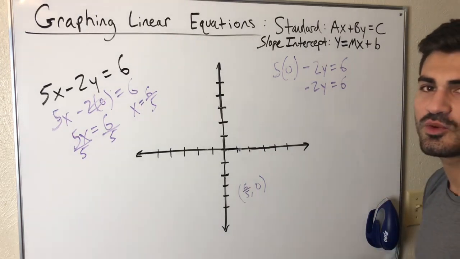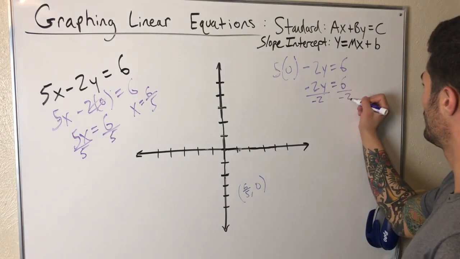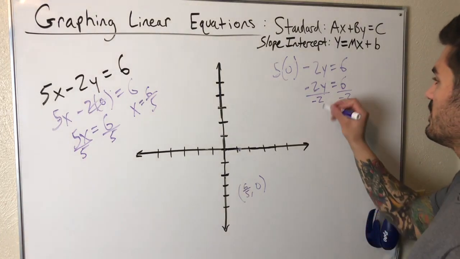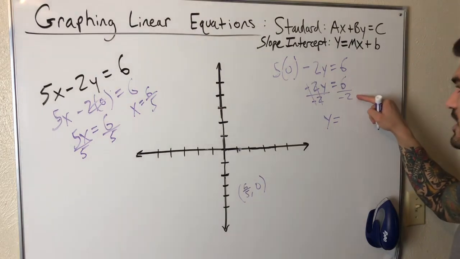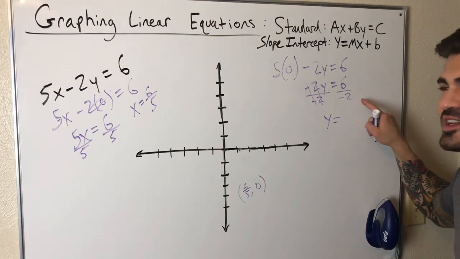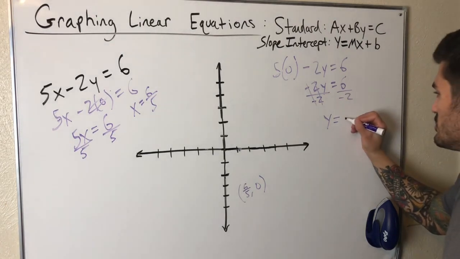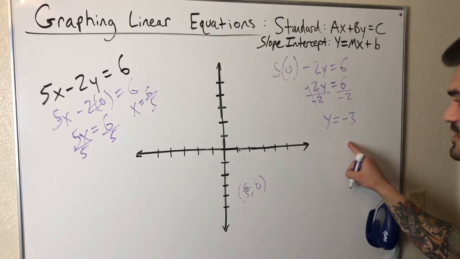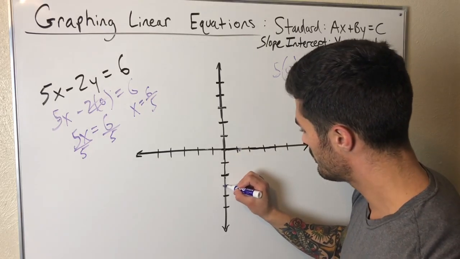Now I just need to isolate the y. I can divide both sides by negative 2. Negative 2, negative 2. These negative 2's cancel. I'm left with y equals 6 over negative 2, which is what? This can be simplified to negative 3, right? 6 over 2 is 3. The negative still just chills out here. So y equals negative 3. So let's see. 1, 2, 3. I'm down here. Okay, cool.